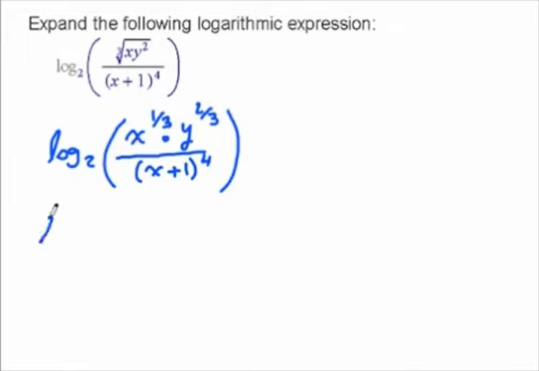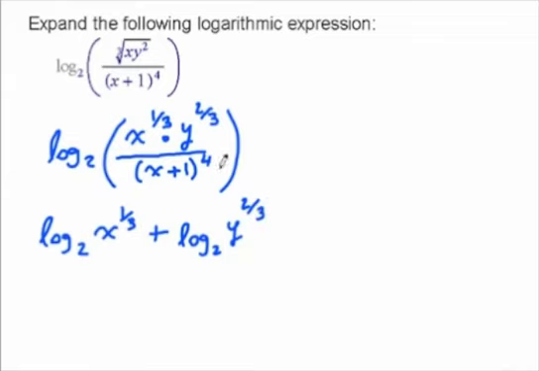So the first term would be log base 2 of x to the 1/3. The multiplication becomes plus. We're going to get log base 2 of y to the 2/3. And the bottom part, since it's being divided, is going to be minus, so we're going to get minus log base 2 of the quantity x plus 1, all raised to the 4th. Alright, and the final step would be to pull the powers out front.